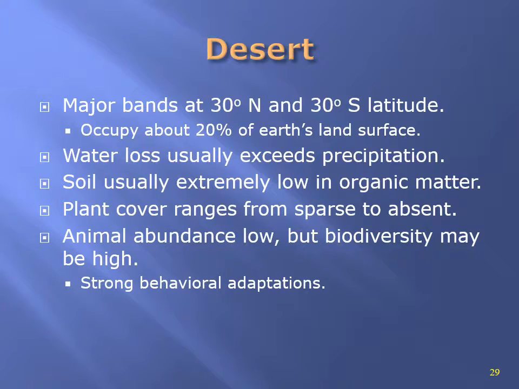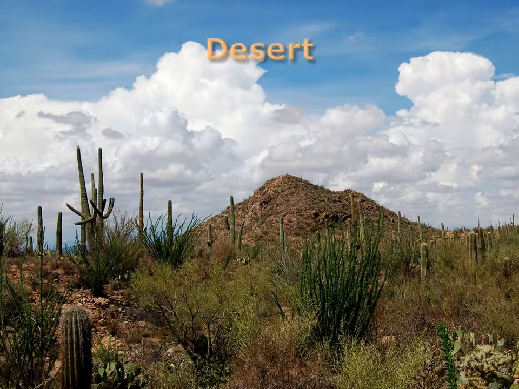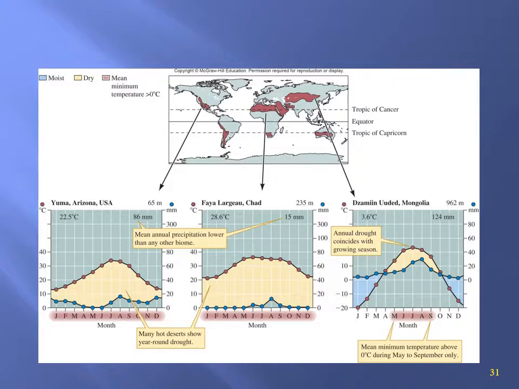Strong behavioral adaptations, so things that animals do behavior-wise, like only coming out at times of the day when it's a little cooler, coming out when it's not as dry, or having ways to deal with water loss would be some examples of behavioral adaptations. Human intrusion is increasing. A picture of the desert. And your climate diagrams for the desert.